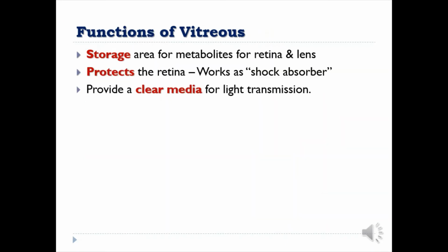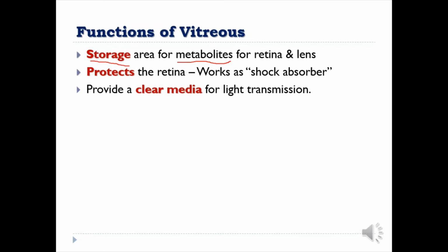Alright, we have come to the last slide, about the functions of vitreous humor. Basically there are three functions. One is the storage area. It acts as a storage area for the metabolites for the retina and lens. Now we know what metabolites are, right? The nutrients that are needed for metabolic activities. Metabolic activities are activities happening within the cells of our body to produce energy, right?